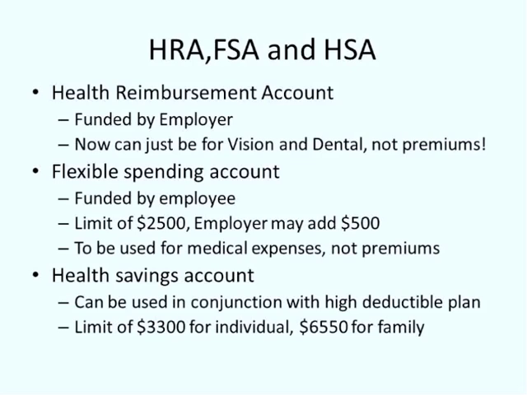There still is the flexible spending account, and this is an account that would be funded by the employee. There's now a limit of $2,500, but the employer can also add in an additional $500. This can be used for medical expenses, but it cannot, again, be used for premiums. The last thing is the health savings account. This can be used in conjunction with a high deductible plan, but there is a limit annually of $3,300 for individuals and $6,550 for families.